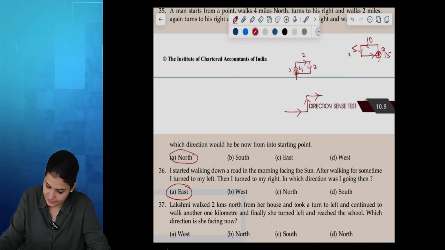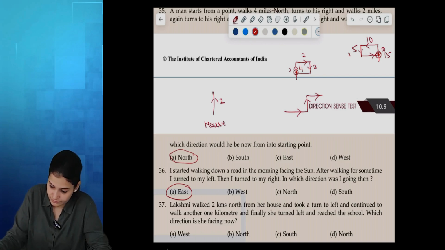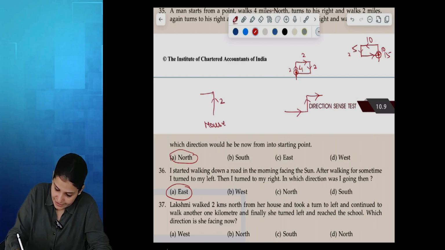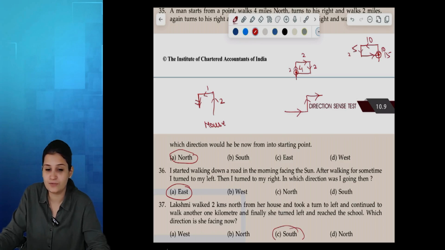37. South. Lakshmi walked 2 kilometers north from the house, then took a left and continued to walk another 1 kilometer. Finally, she turned left and reached the school. Which direction is she now? South. She is moving downwards.